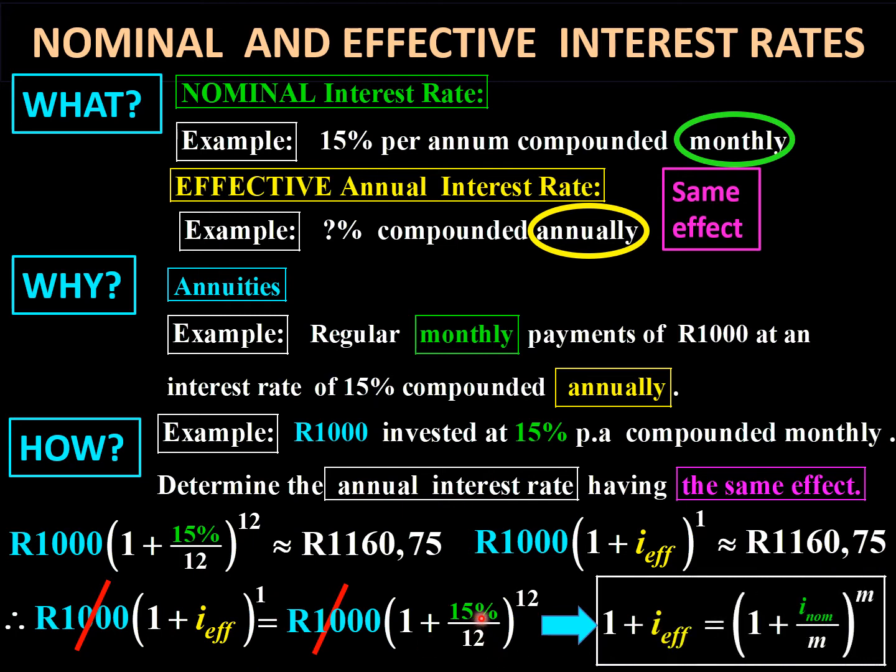And instead of 15%, I have my nominal interest rate. And for the 12, I put my compounding period. If this was quarterly, I would have a 4 there and a 4 there. If this is semi-annually, I'll have a 2 there and a 2 there. If this is daily, I'll have 365 and 365. So this is what we'll use to convert from nominal to effective, or from effective to nominal.